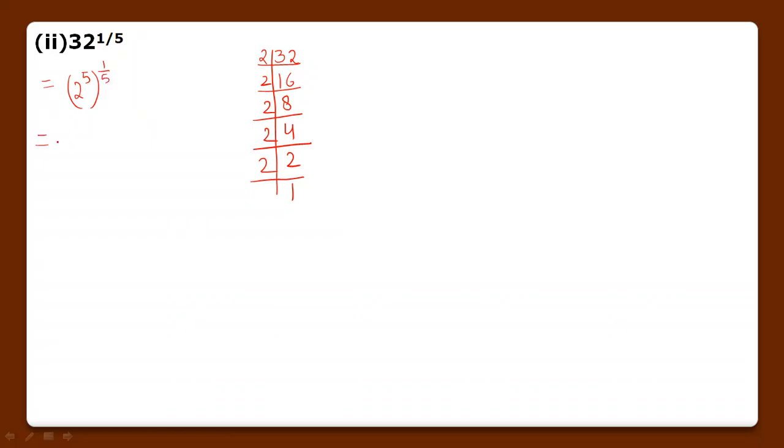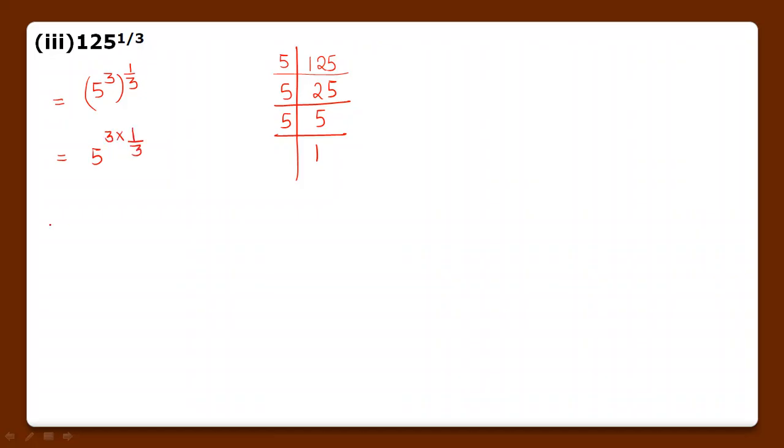The same law will be applicable here, which we have written earlier. Since a raised to the power p, whole raised to the power q, is equal to a raised to the power pq, we can write 2 raised to the power 5 multiplied by 1 upon 5, which is equal to 2 raised to the power 1. 2 is the answer.